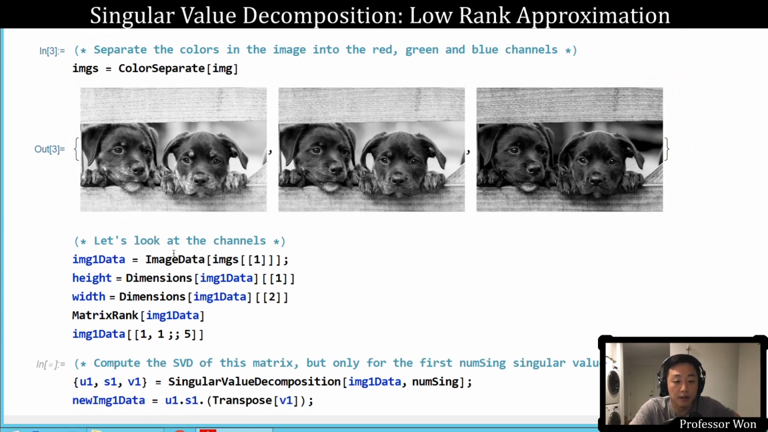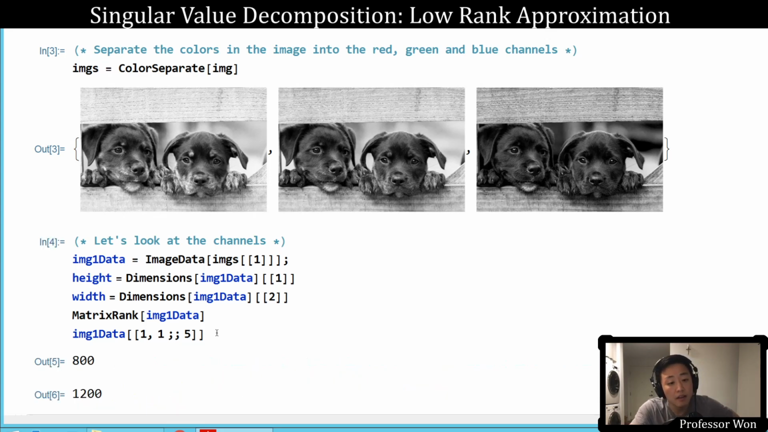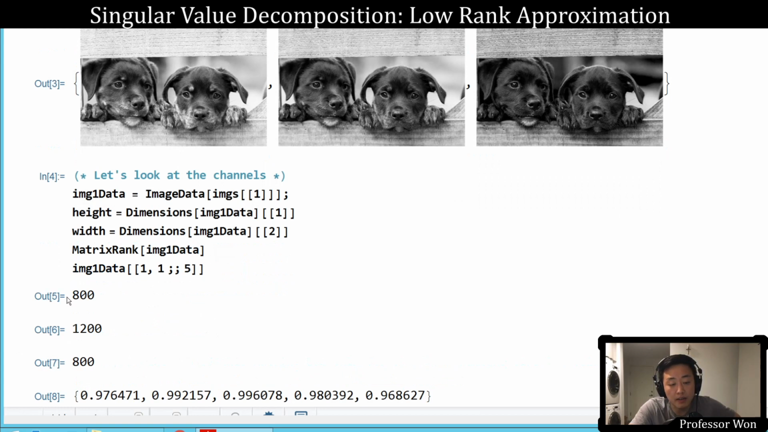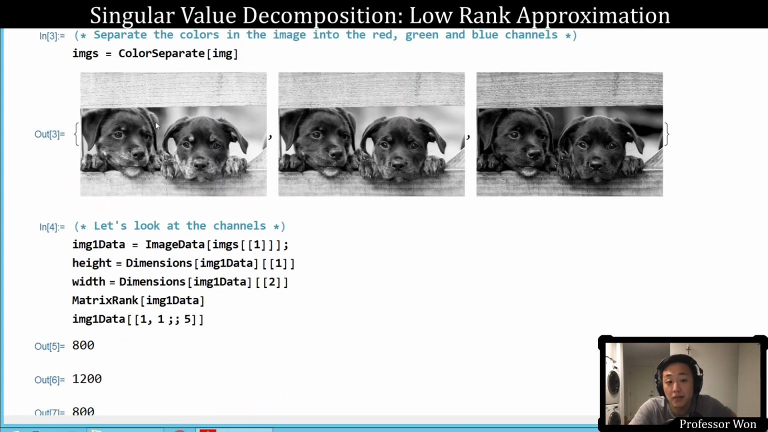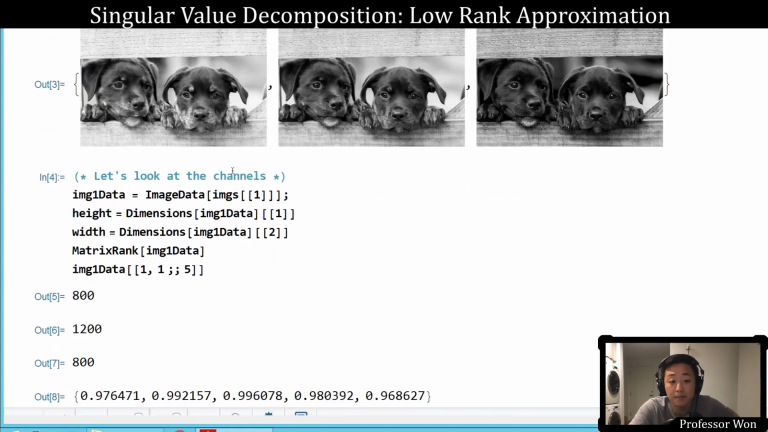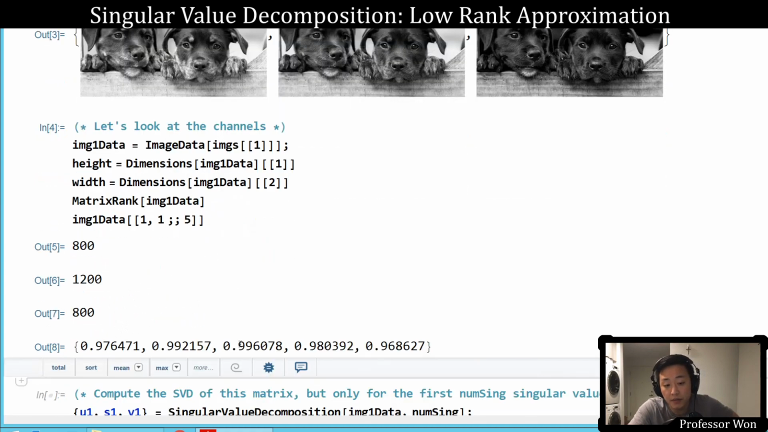So what I'll do is look at just the first of these channels, right? Because there's 3 here. And I want to know the height, the width, the rank of that matrix, and I want to take a look at the first few entries. Okay, so it's an 800 height and 1200 width. And the rank of the matrix is 800, which is roughly what you expect. You expect it to be a very high rank matrix. And here are the first few entries.